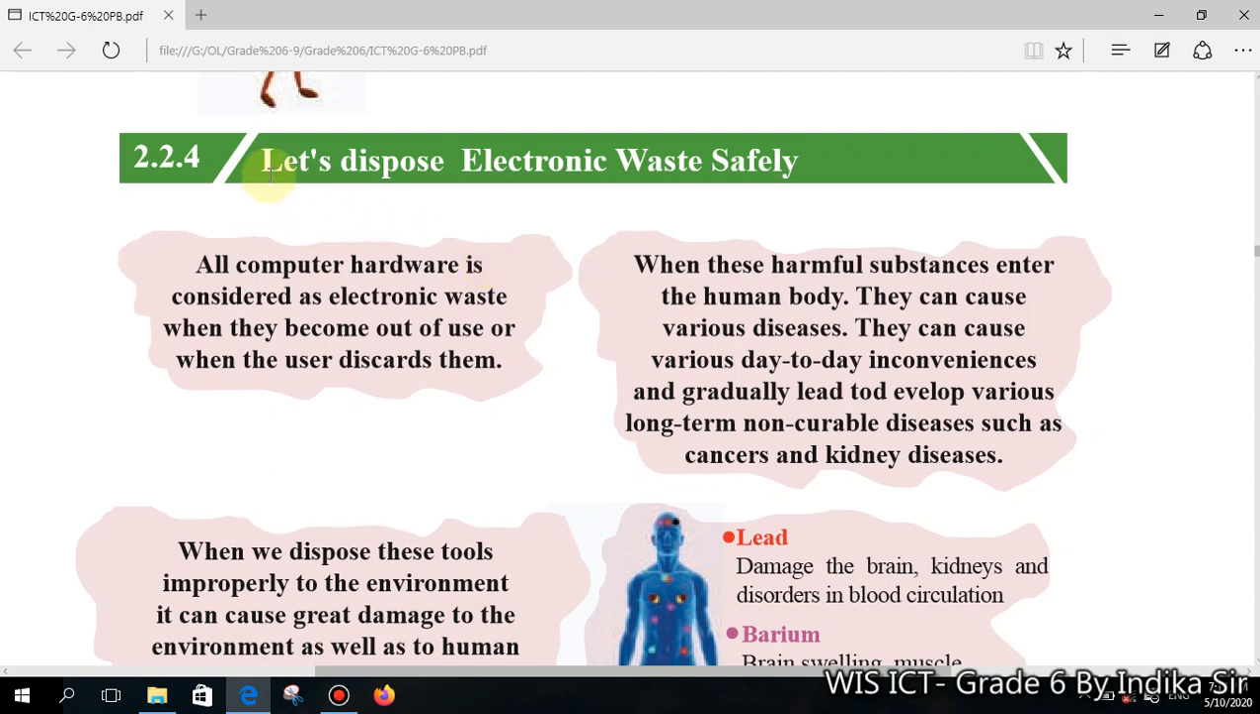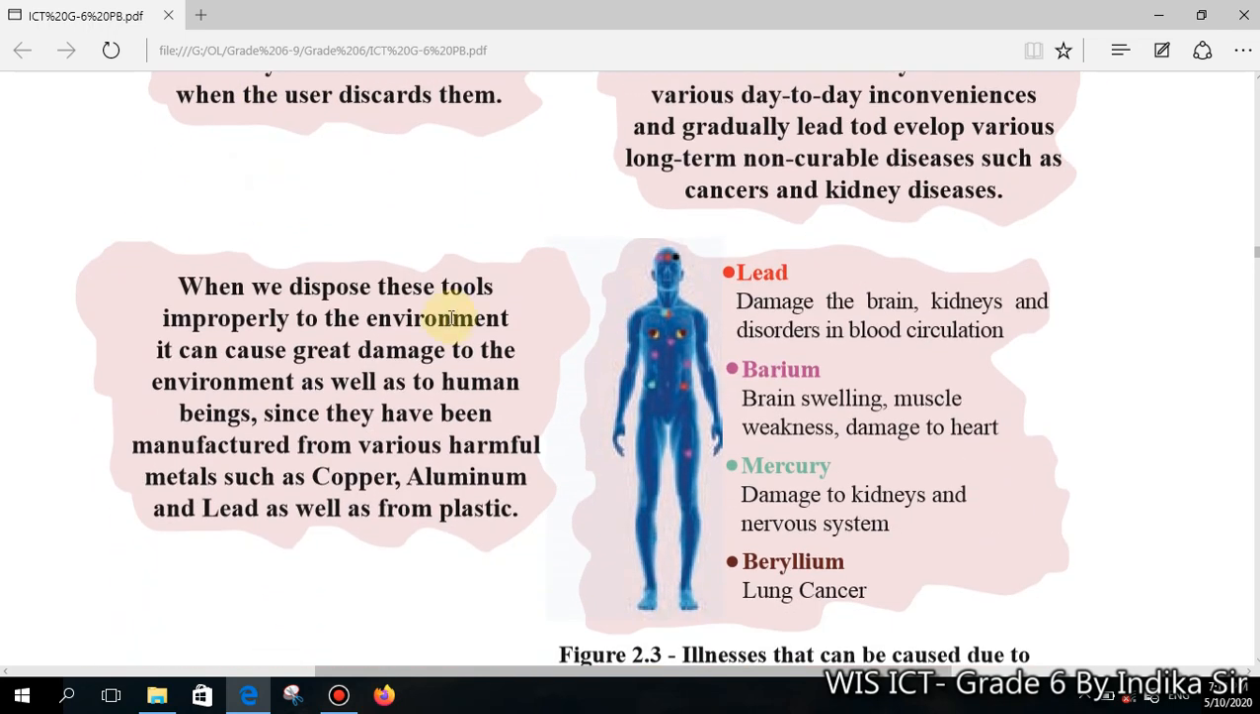Lesson 5. Let's deposit electronic waste safely. We'll try to understand what electronic waste is, children. All computer hardware is considered electronic waste when it becomes out of use or when the user discards it. Children, any electronic device that is broken or that we do not use is an example of electronic waste.